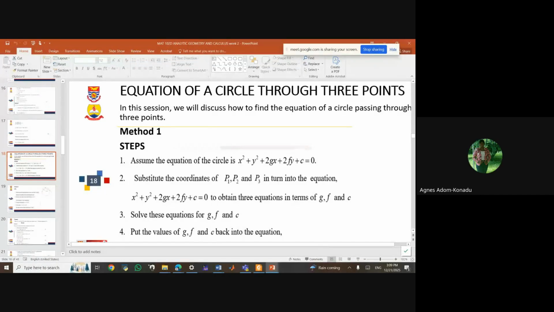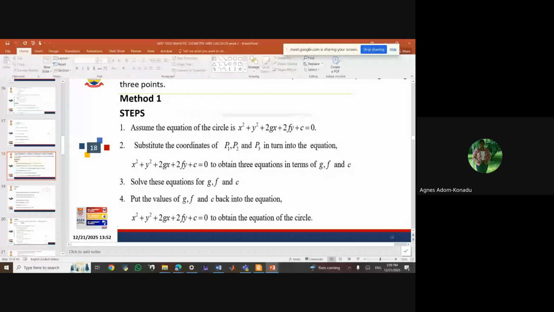Okay, so the next I want to look at is the equation of a circle through 3 points. So in this session, we'll discuss how to find the equation of a circle through 3 points. This one will have different methods, but for method 1, we want to look at the steps. First you assume the equation of the circle is x squared plus y squared plus 2gx plus 2fy plus c equal to 0.